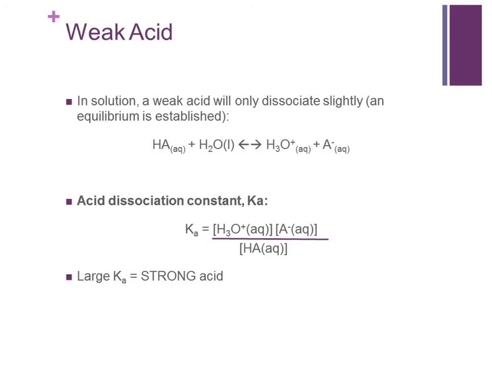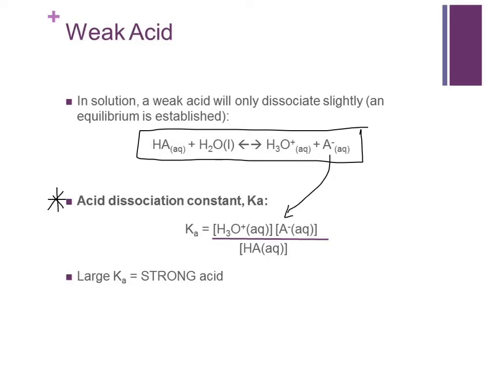A weak acid will only dissociate slightly in a solution, meaning that an equilibrium is established, such as the one shown here. We can then write an equilibrium law expression for our weak acid, otherwise known as an acid dissociation constant, or K subscript A. We write this the same way, products over reactants, so our products would be H3O plus times A minus, all divided by HA. We do not include the water because it is a liquid.